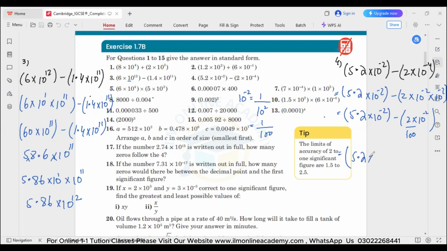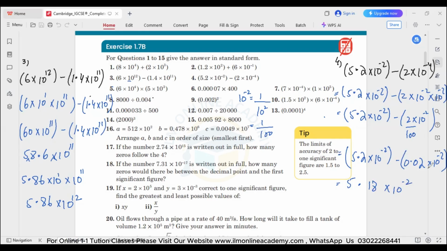So we have 5.2 times 10 raised to the power negative 2 in one number. And this 2 dividing with 100 can make it into 0.02. Okay. And 10 power negative 2 as it is. So now we have similar powers of 10. So we can simply subtract 5.2 and 0.02. So what this is giving me is 5.18 times 10 raised to the power negative 2. So in this way, we got a similar number.